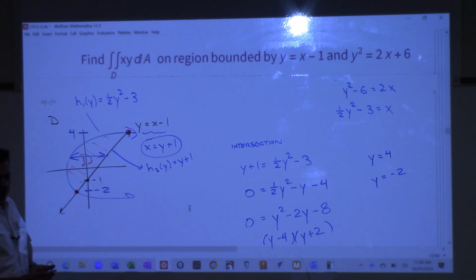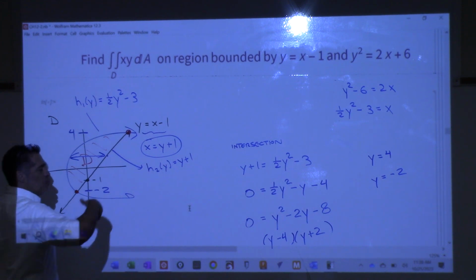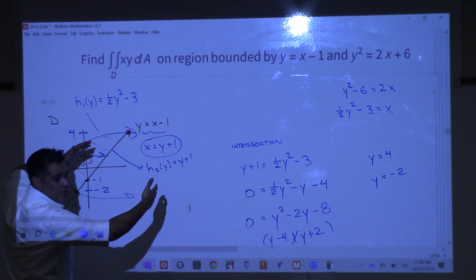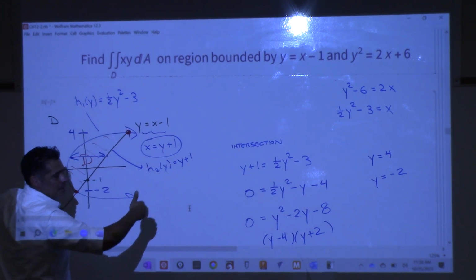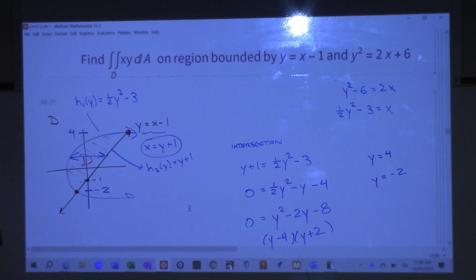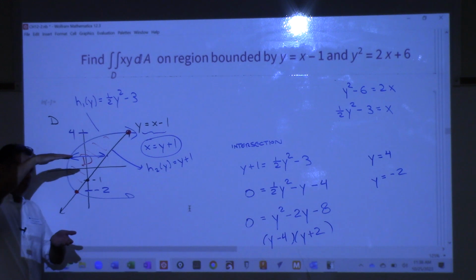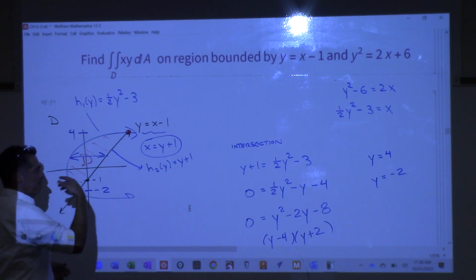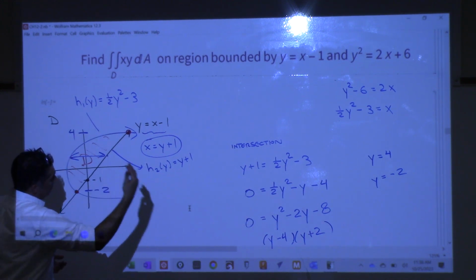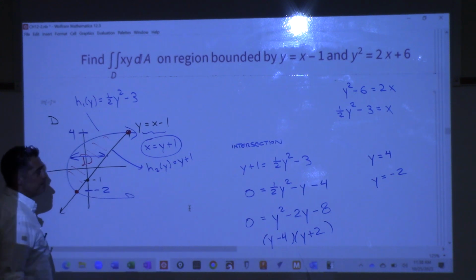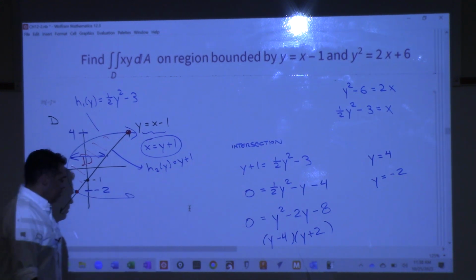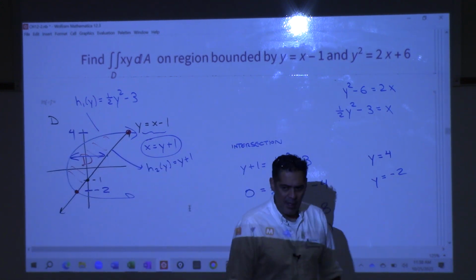I know this looks messy, but I don't think about it in terms of h2, h1. I think about it as what function is on the right, what function is on the left. In Cal 2, same thing, right? In Cal 2, we said top function, bottom function. And when you're looking at functions of y, you look at right and left instead. So, can we set this up?